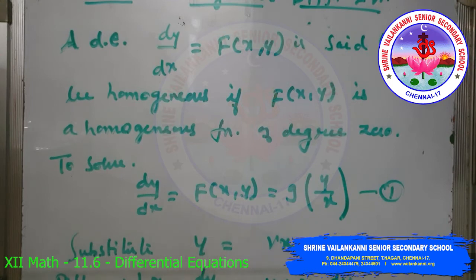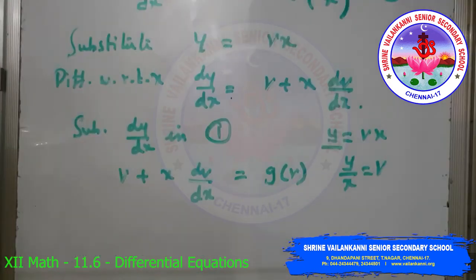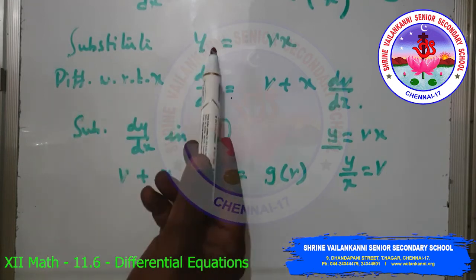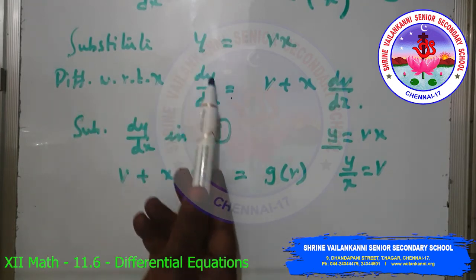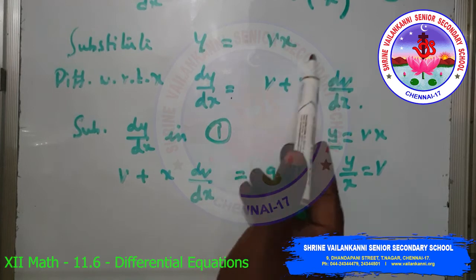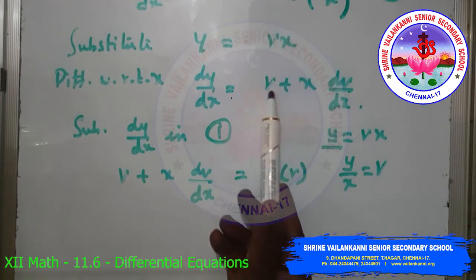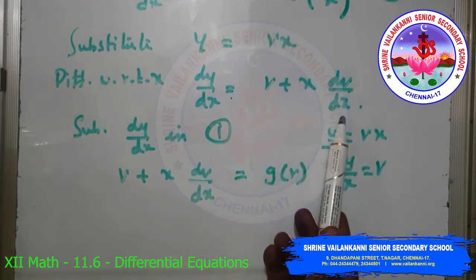So to solve a homogeneous differential equation of the type dy by dx equal to f of x comma y, which is equal to g of y by x, let's take this equation as 1. Then we make the substitution y equal to vx. Differentiate this with respect to x, then dy by dx is equal to, here we are using the product rule, v plus x into dv by dx.